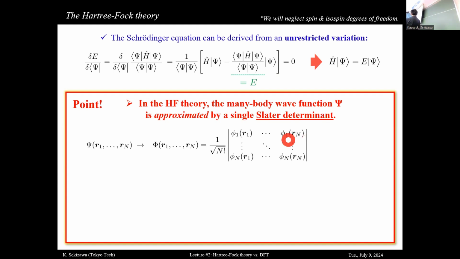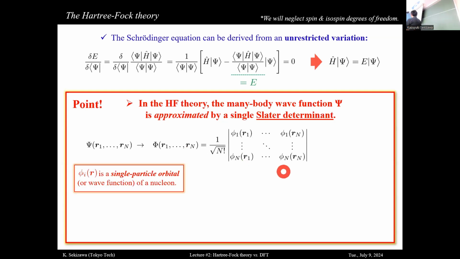So let me recall what the Slater determinant is. In this slide, I will denote the Slater determinant as phi to distinguish it from psi. The Slater determinant phi is composed of single-particle wave functions of neutrons and protons, and this is just a determinant with some normalization factor. Okay. And those are just different expressions.